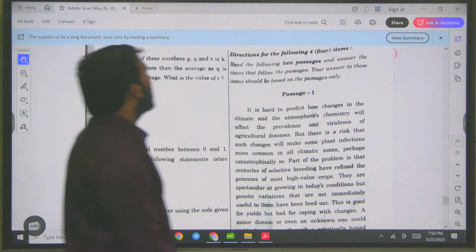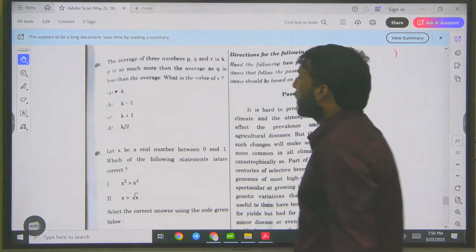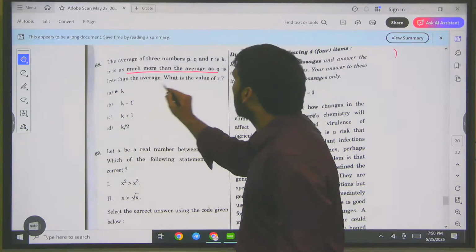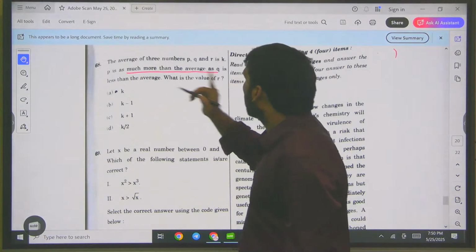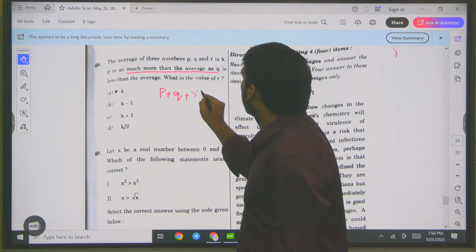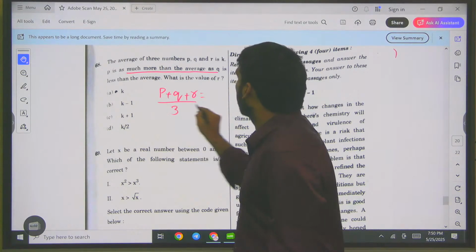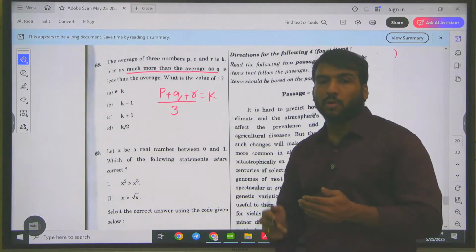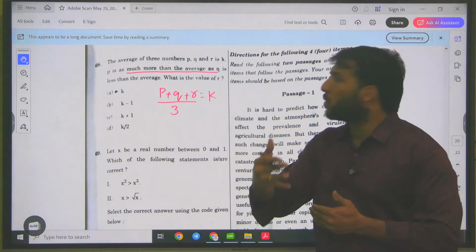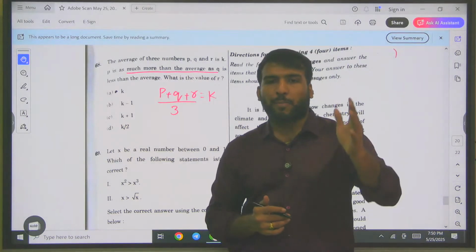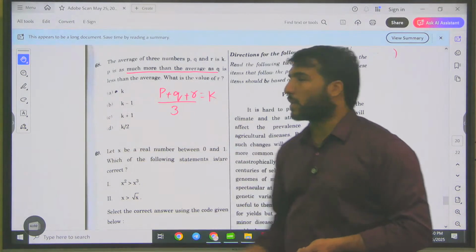The average of three numbers P, Q, R is K, where P is as much more than the average as Q is less than the average. Average of three numbers is P plus Q plus R. So he is saying that P is as much more and Q is less than the average. So if P is plus 1, Q will be minus 1.